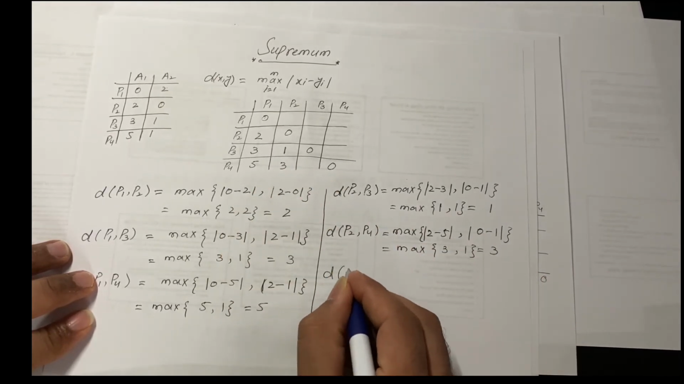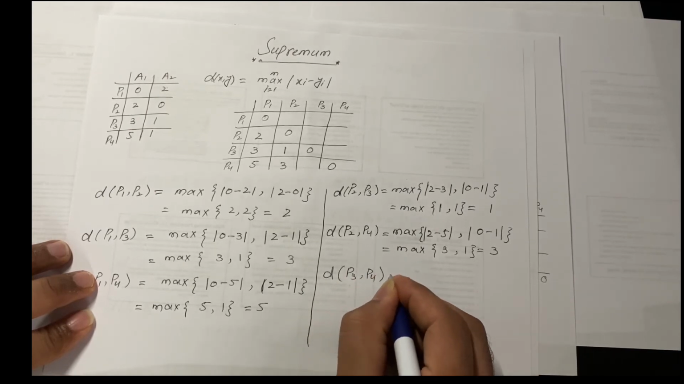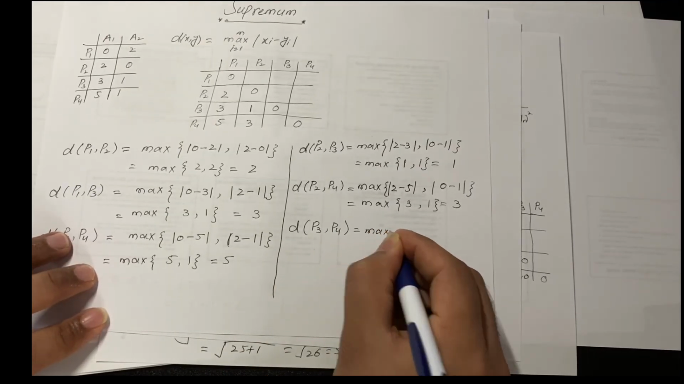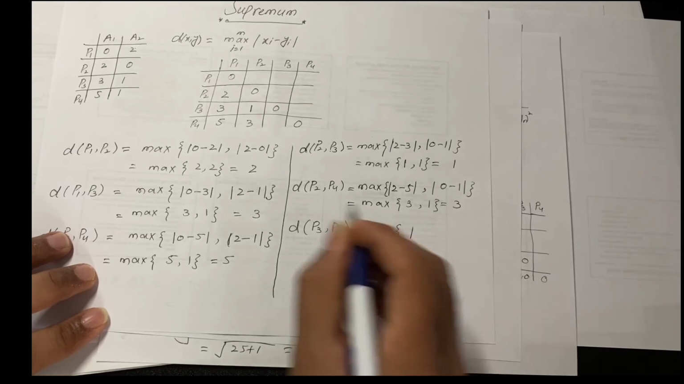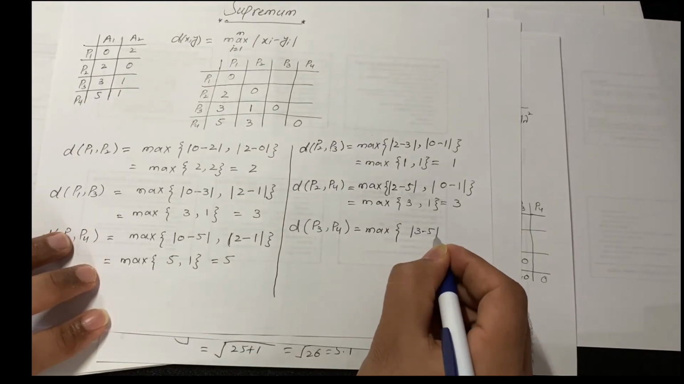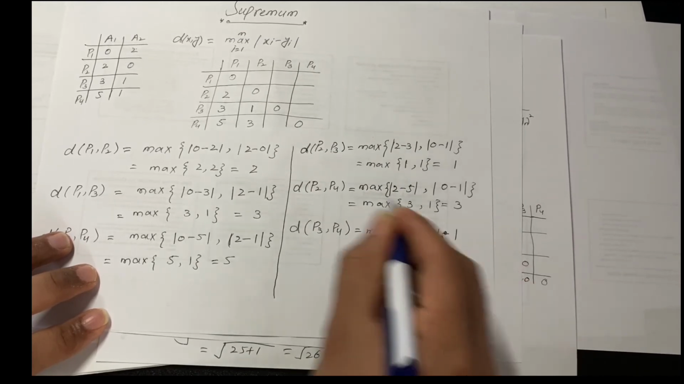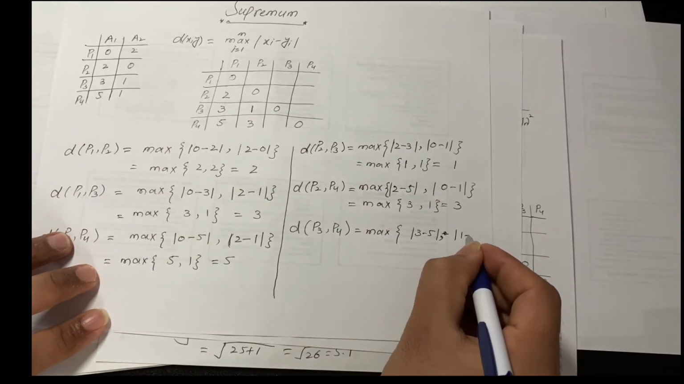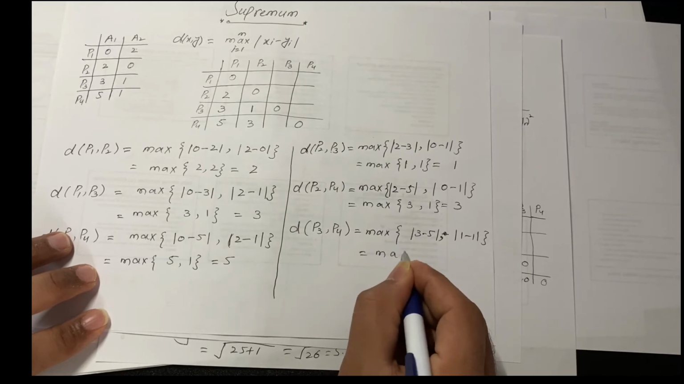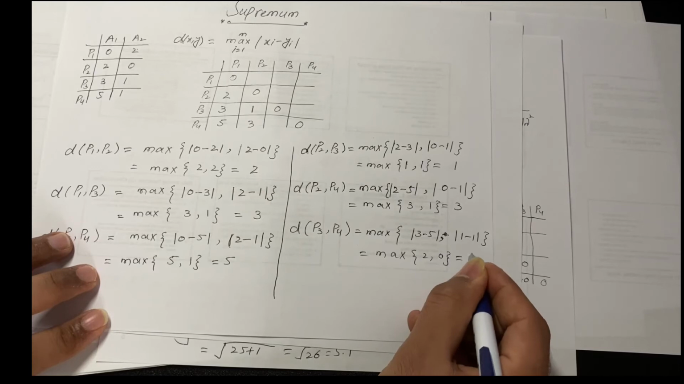Last is P3 and P4. P3 is 3 minus 5, comma, P3 is 1, P4 is 1. The maximum between 2 and 0 will be 2.